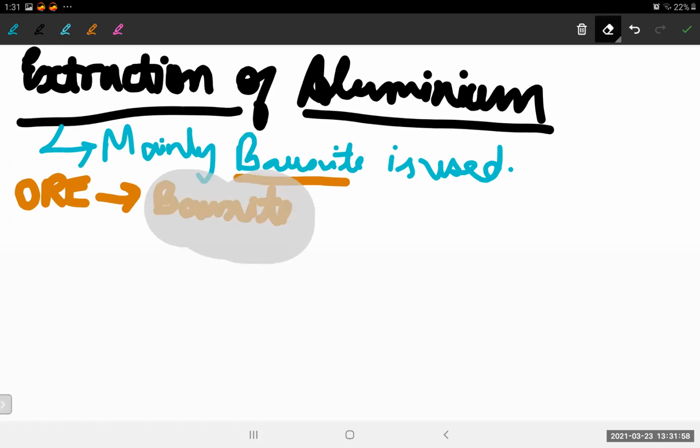Okay, so write it down. The main ore bauxite is used. What I've already told you the formula. What is the formula of bauxite? Al2O3.